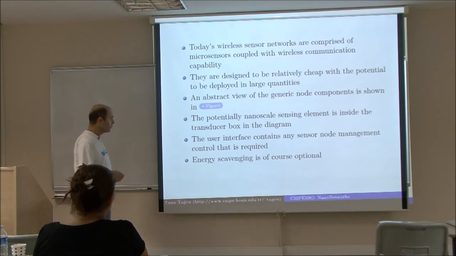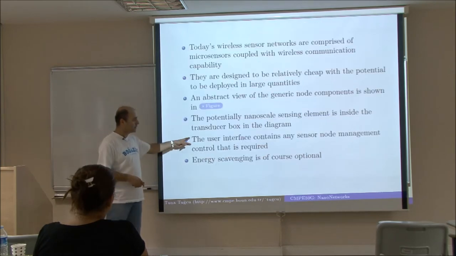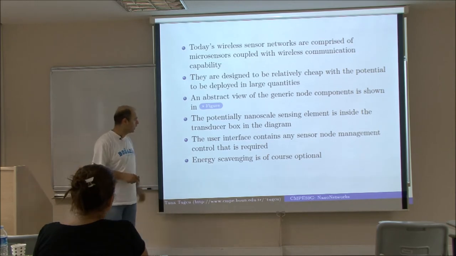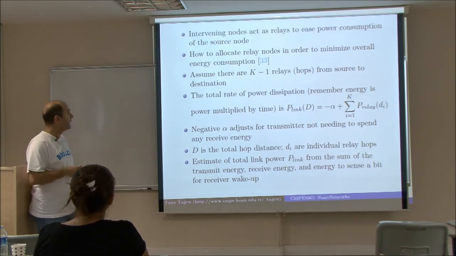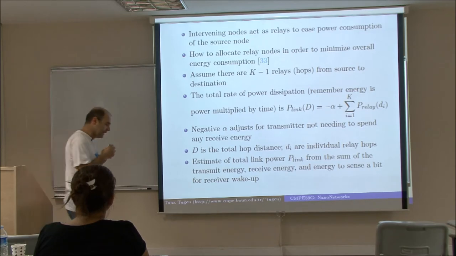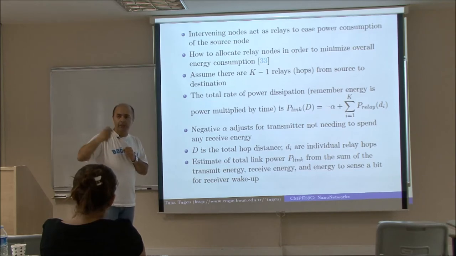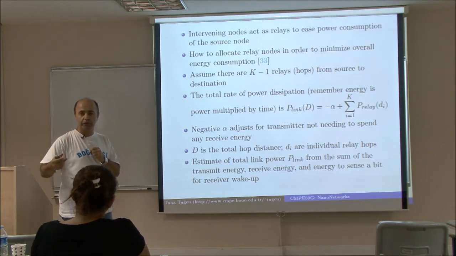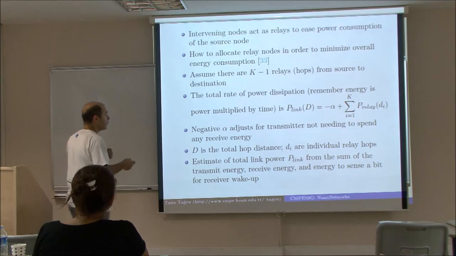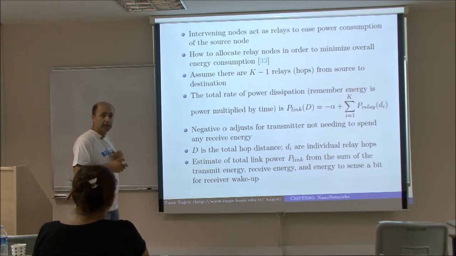Now, the nanoscale sensing element, as I said, would be here inside the transducer. And the user interface contains any management tool or control. And energy scavenging, as I said, is optional. So now, if you look at such a network of such devices, then when you try to have a communication from one node, let's say, to the sink, then you should have multiple hops. So there will be some nodes in the middle, intervening nodes, that will serve as relays for this communication. Okay. So when you consider those devices, you should try to ease the power consumption per node and also end-to-end.